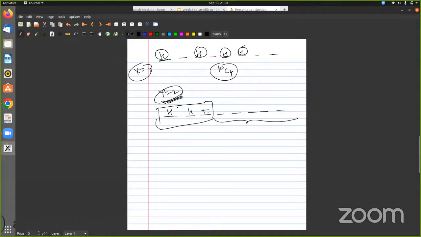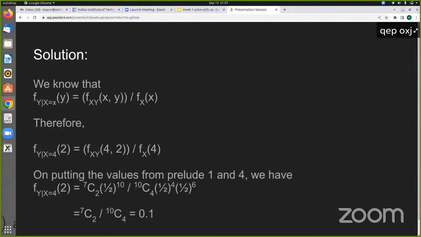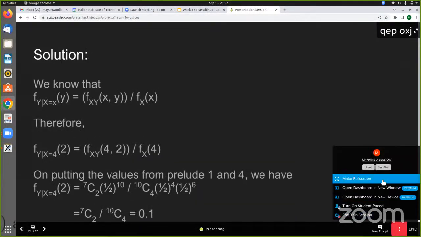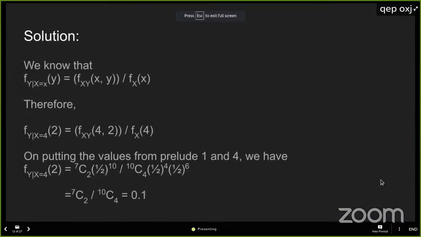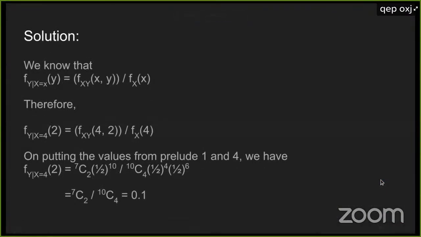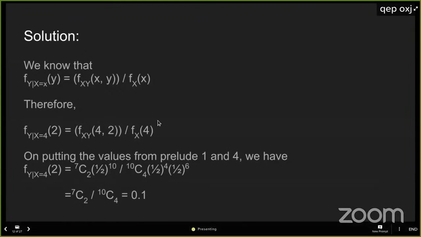in the first 3 tosses. Sir, I have a doubt. Can we rewrite this equation as probability of x equals 4, comma, y equals 2, divided by probability of x equals 4? Sorry, I didn't understand. The previous question, what we are doing right now. Yes, sir, this one. Yeah, this way.